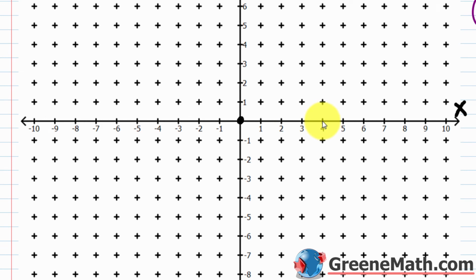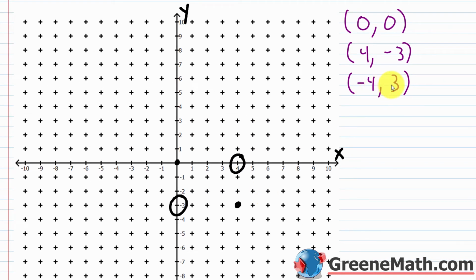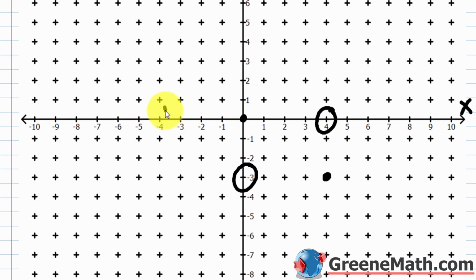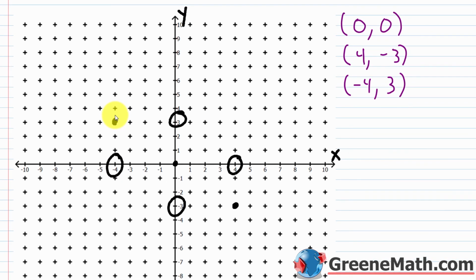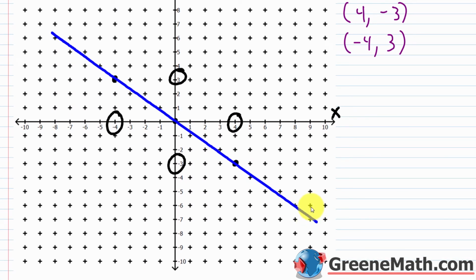The next point is 4, -3. So 4 units to the right, that's my x location. 3 units down, that's my y location. 4 right, 3 down is right here. Then the other one is -4, 3. So 4 units to the left, 3 units up. So 4 left, 3 up is right here. And now we just draw a line to connect the points. Okay, make sure you put an arrow at each end.